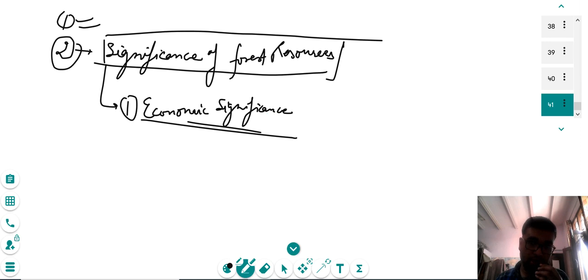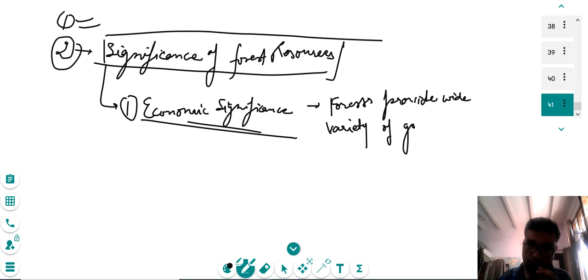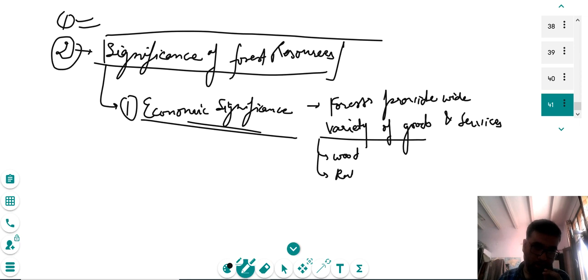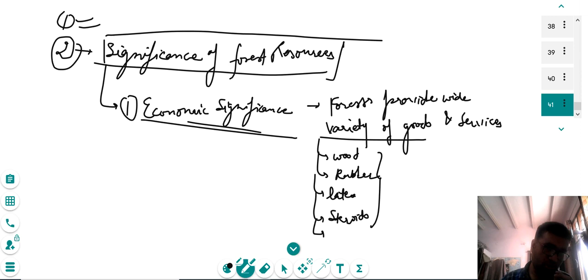So in economic significance, what we can write is that forests are renewable resources which provide a wide variety of goods and services, right? These include wood, rubber, latex, steroids, and many other medicinal ingredients. Okay, so this is the economic significance of the forest resources, right?